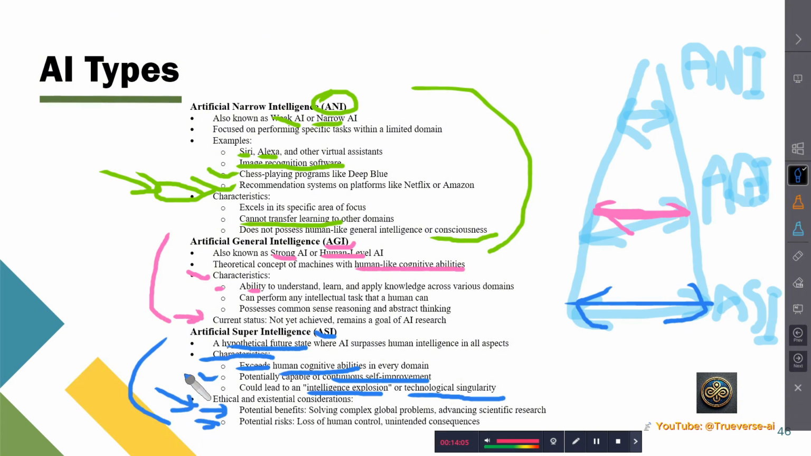Let's summarize these three. In summary, we currently live in the age of ANI. Currently, we are here. But the future may bring us closer to AGI. So we are still not completely in AGI. And eventually, ASI, we will reach that point. Each state represents a different level of AI capability, with profound implications for society, ethics, and governance.